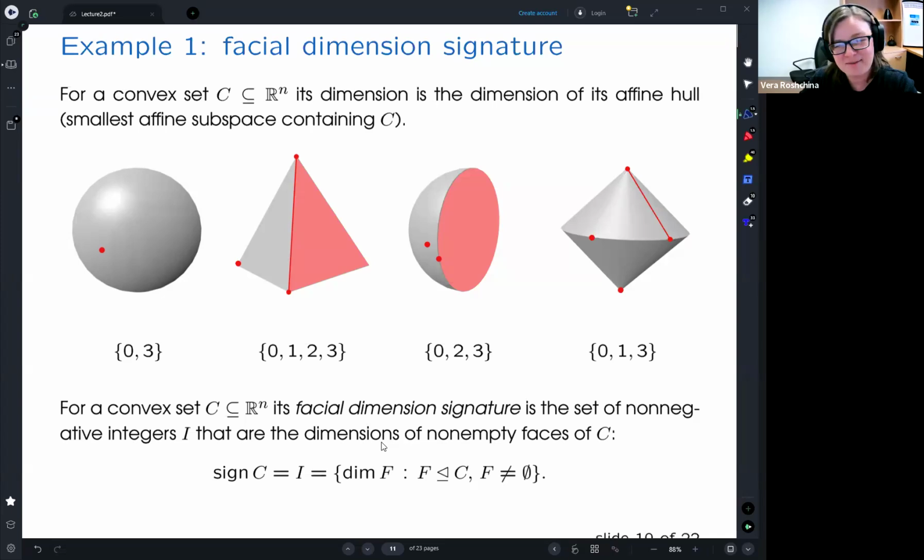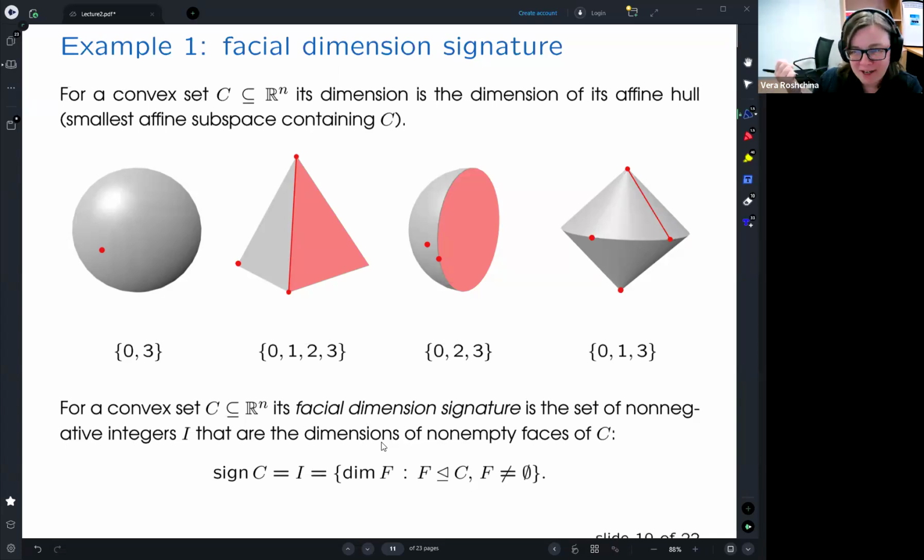Anyway, so let's look at some particular things. And again, this comes from some things that I worked on with my collaborators, but it demonstrates different ways in which convex sets can be constructed, right? So we're going to look at compact convex sets and their faces. And we will look at something that we now call the facial dimension signature of convex sets.